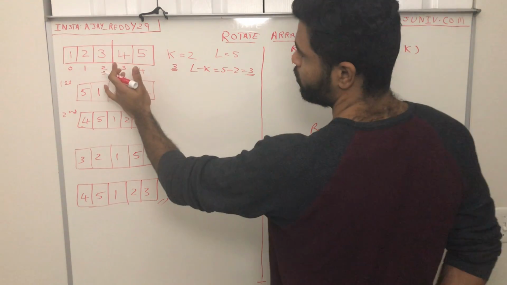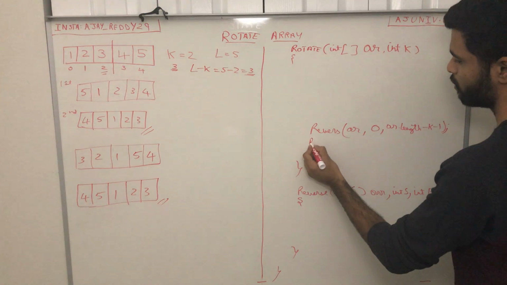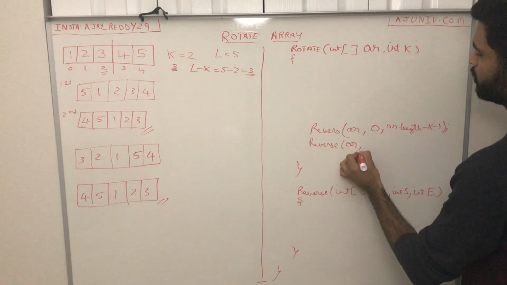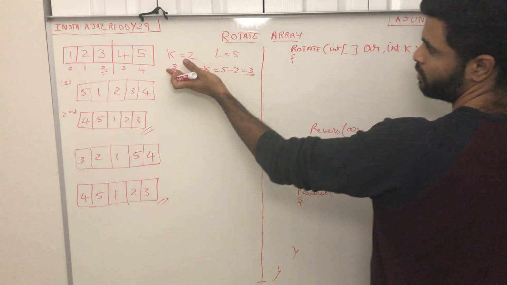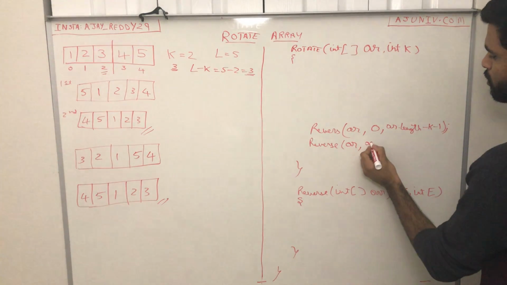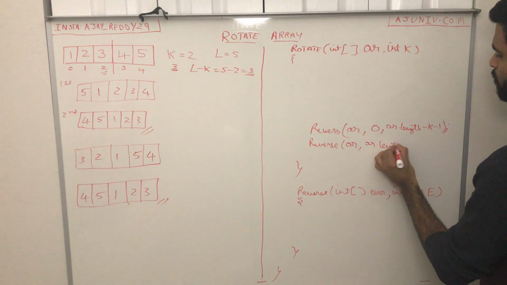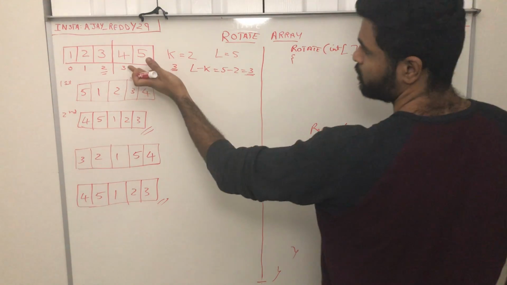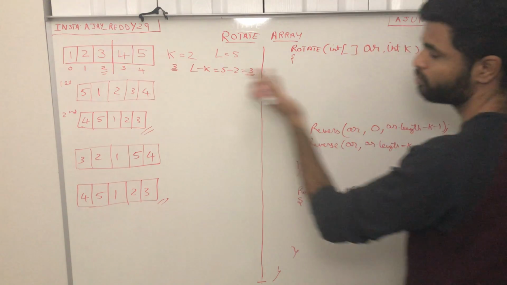Next I have to perform the reverse operation on the sub-array 3 to 4. For that I will again call the reverse function. I will pass the array, and the start index is 3, which is nothing but length minus K, array length minus K. The end index is the last element of the array, which is array length minus 1.